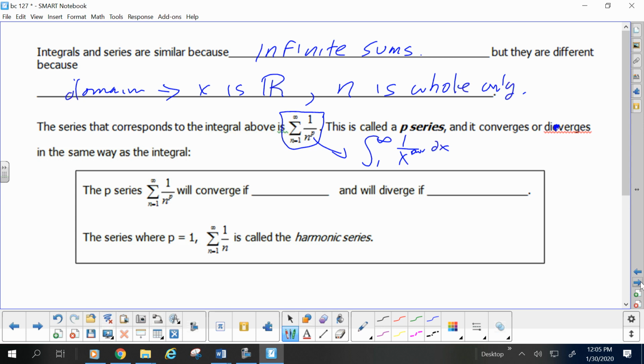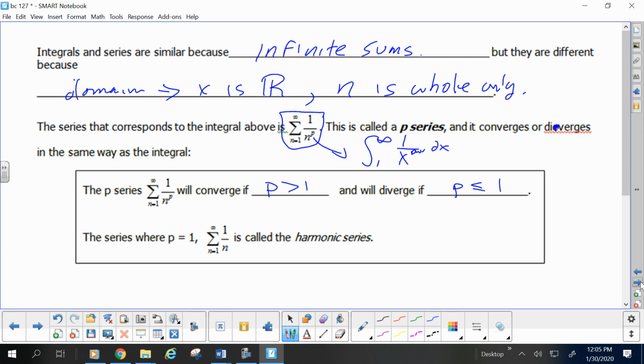Convergence and divergence work in the same way as the integral. If you get a series like this, 1 over n to some power p, in a problem p will be named. It'll be n squared, or the square root of n, or n to the third. Generally speaking, p will be given, and n varies. It'll converge if p is greater than 1 and diverge if p is less than or equal to 1.